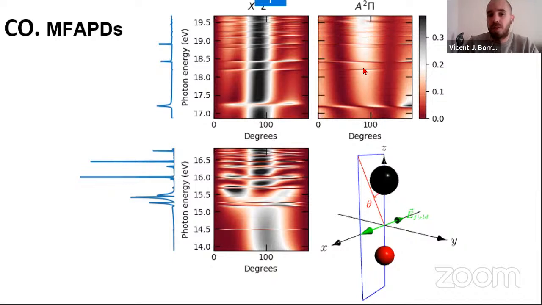Here, the preferred direction is also parallel to the laser polarization axis, but we can see also a little bit of contribution in the carbon side and in the oxygen side. And we also see how resonances are changing this preferred direction. For example, in this resonance, the preferred direction is going towards the oxygen.